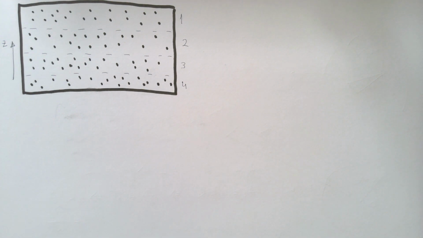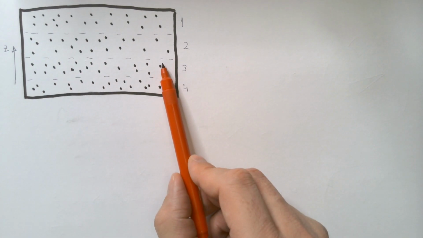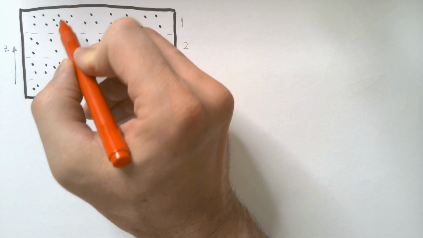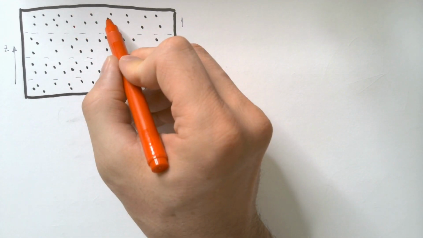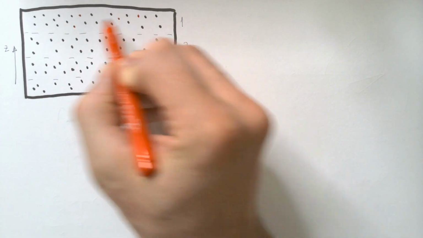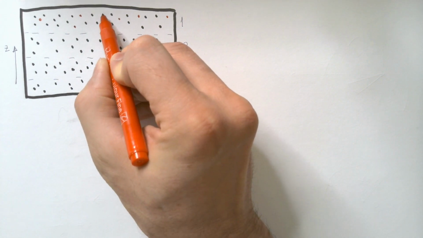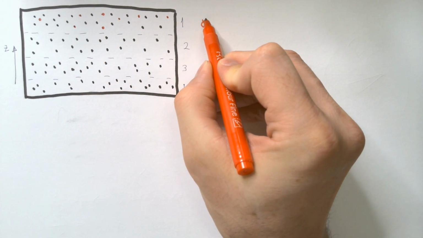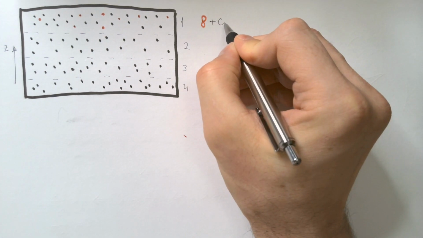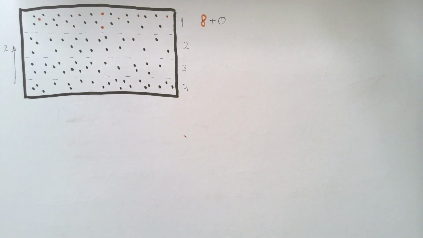And what I will now do, I will add tracer particles to this box, and I will color them in red. These tracer particles are exactly the same as these, but somehow imagine we could paint them in red. So I will add 8 tracer particles in layer 1. So 1, 2, 3, 4, 5, 6, 7, 8. So I added 8 tracer particles plus 0 black particles in addition to the first 20.